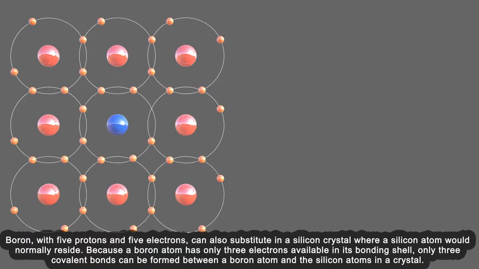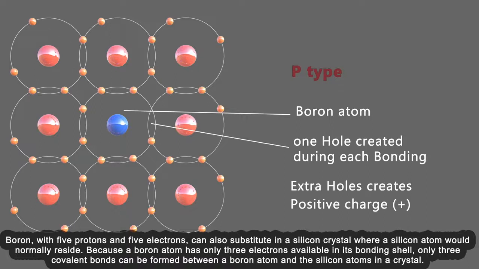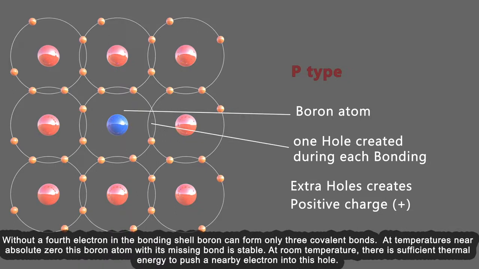Boron, with 5 protons and 5 electrons, can also substitute in a silicon crystal where a silicon atom would normally reside. Because a boron atom has only 3 electrons available in its bonding shell, only 3 covalent bonds can be formed between a boron atom and the silicon atoms in a crystal. Without a 4th electron in the bonding shell, boron can form only 3 covalent bonds. At temperatures near absolute zero, this boron atom with its missing bond is stable. At room temperature, there is sufficient thermal energy to push a nearby electron into this hole.